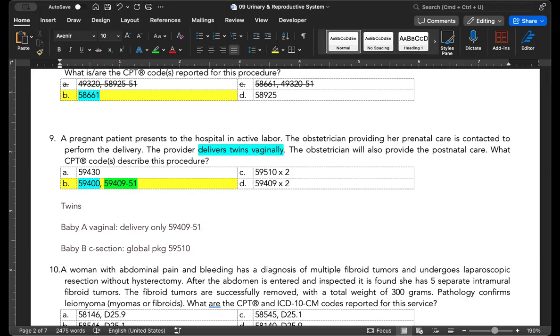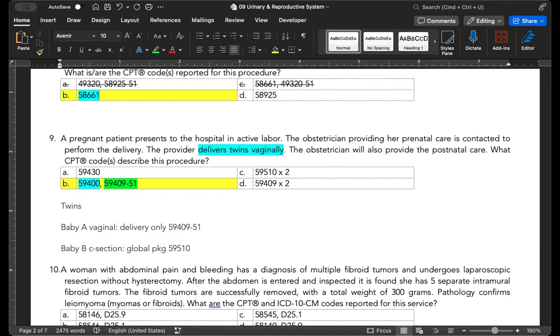So Dawn, if we had two twins that were both delivered C-section, that's a different scenario. I'll go over your answer in a minute because that's kind of right, but technically not right at the same time. And I'll explain why in a second. So you would do, again, your global package for baby B for the C-section because it's the more complex procedure, right? And then you would do your vaginal delivery only for 59409 with a 51. Does that make sense? Any questions on that one?